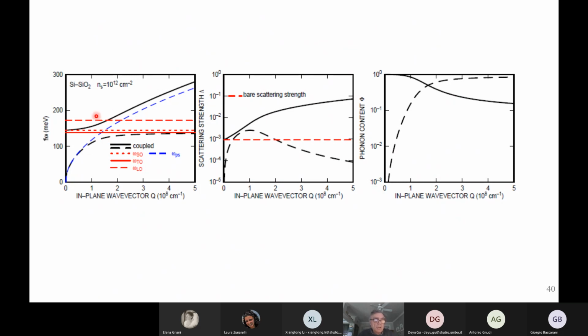particular range of Q. At very small Q, so very long wavelengths, the plasma frequency is so different from the phonon frequency that they do not interact. Similarly, at very short wavelengths, the phonon and the plasma frequency are very different, and in a region where they are similar, there are some interesting effects.